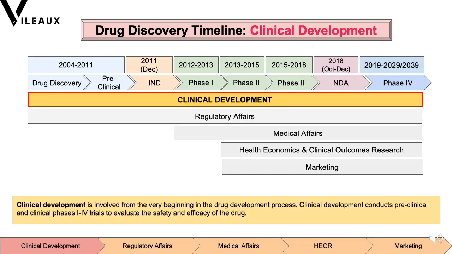Thank you, Jennifer. Pictured here is our drug discovery timeline, in which the discovery of our molecular entity doxyretin was found in 2004. Our IND was filed in 2011, and as you can see, the drug discovery and preclinical trials began from 2004 to 2011, and then phase 1 was from 2012 to 2013. Moving on to phase 2 was 2013 to 2015. Phase 3 was 2015 to 2018, and then we filed an NDA in 2018, and then currently we're in phase 4 of clinical trial, and clinical development conducts these preclinical and clinical phases to evaluate the safety and efficacy of the drug.